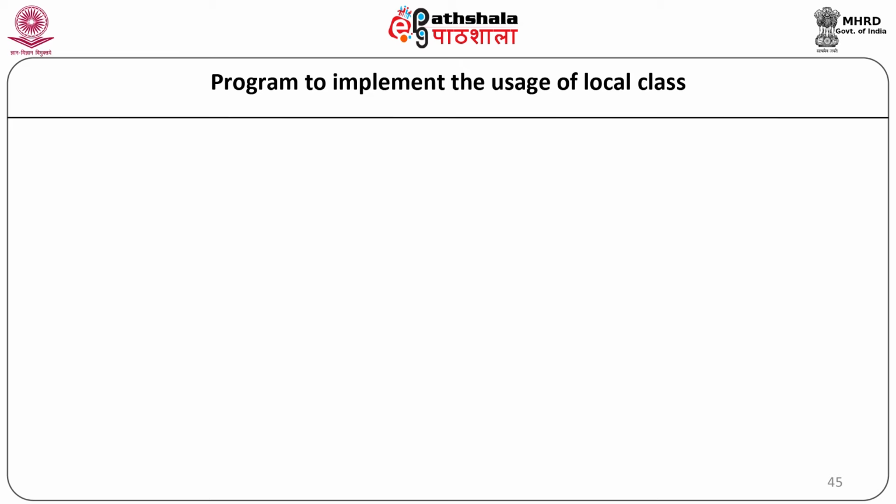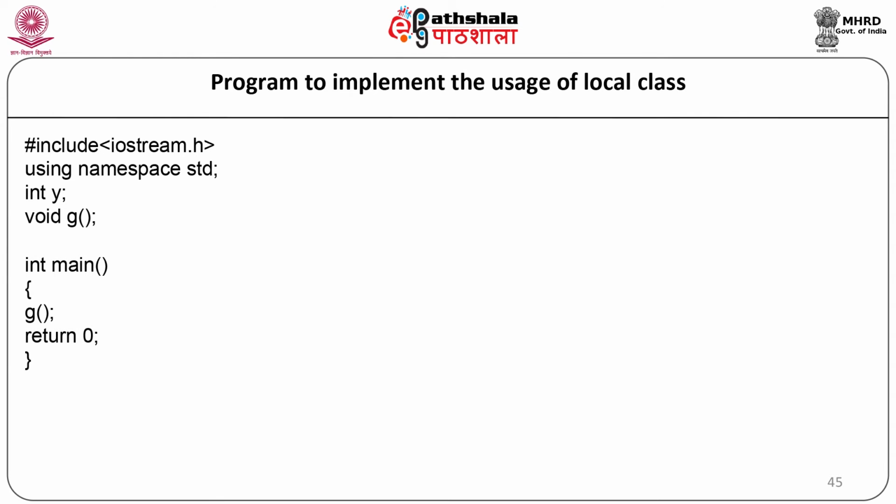Now, let us see a simple program to see the usage of the local class. We will start with the program, #include <iostream>, using namespace std. Here we are going to declare int y; which is a global variable, and void g(); which is a global function. Now we will start with the program, int main, we are calling the g function, return 0, and end. Now we are going to define the function g as void g(), starting braces for the function.